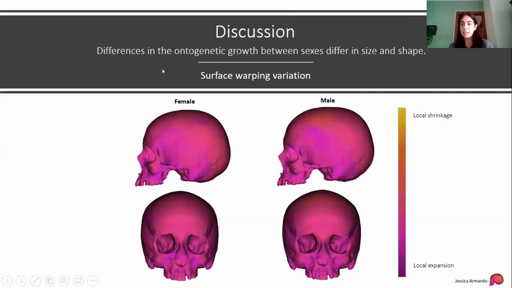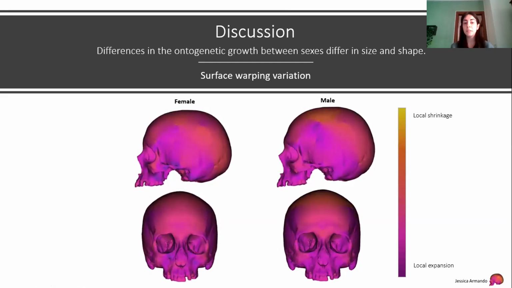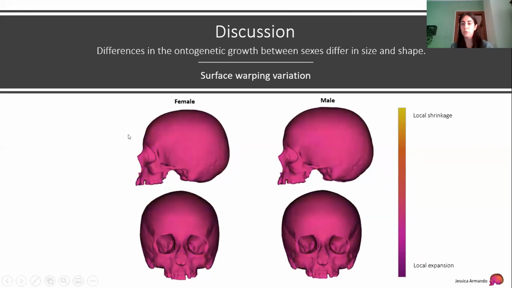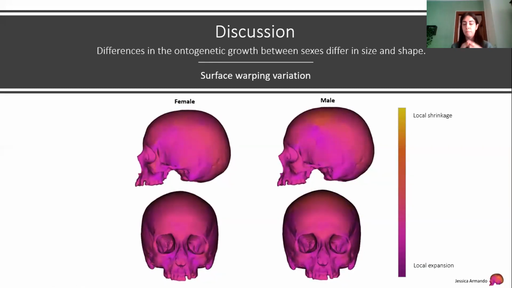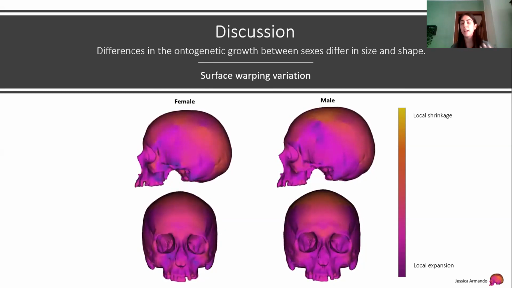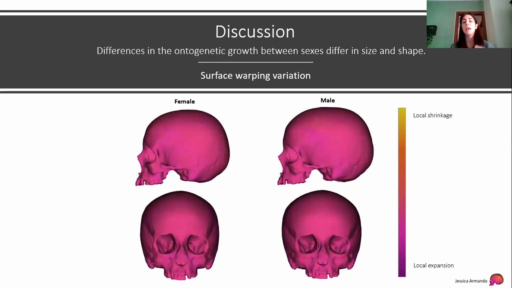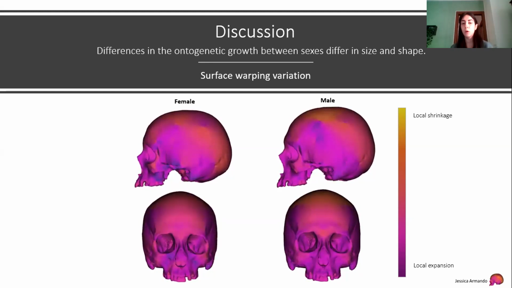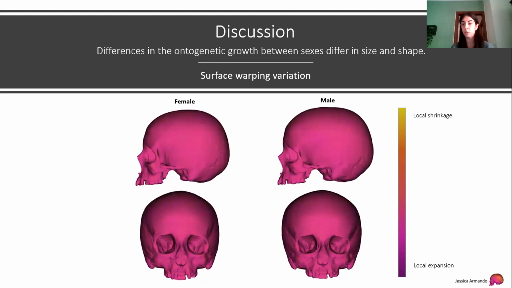So the results in general suggest that the differences in ontogenetic growth between sexes differ in size and also in shape. And what we can see in this video is the surface warping variation. If you focus on the video, you can see the cranial changes during growth in female and male. Especially, you can see the different areas in which the surface is changing. The red, yellow, and orange colors indicate the local expansion of the cranium. Meanwhile, the purple and blue colors indicate the local contraction.